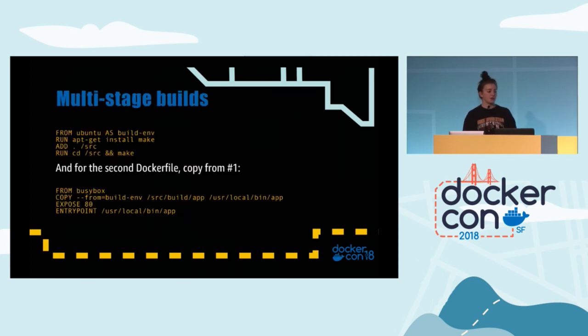So here's an example of a multi-stage build. So from Ubuntu as buildenv, I'm installing make, I'm adding my application, I'm running make on it, and then for my second Docker file, I can copy over from number 1. So I'm running from BusyBox, I'm copying over my context from my previous build stage, and then I'm just running it. So that second final one that I'm actually running is significantly smaller than it would be if I kept make and I kept everything all in one file, and a little bit easier than it would have been the previous way where I did 2 Docker files.